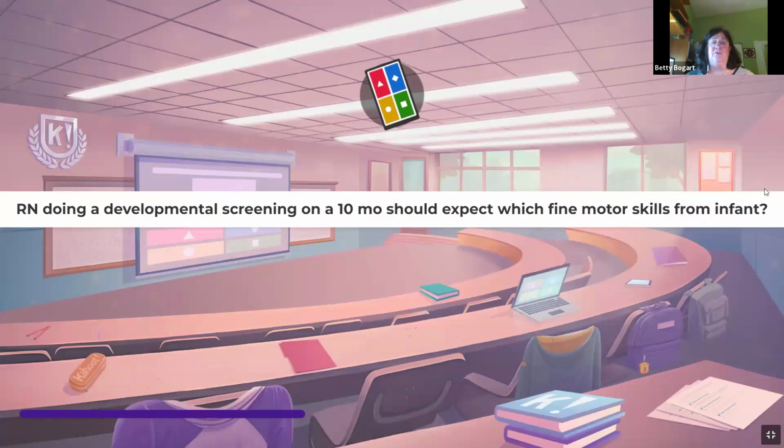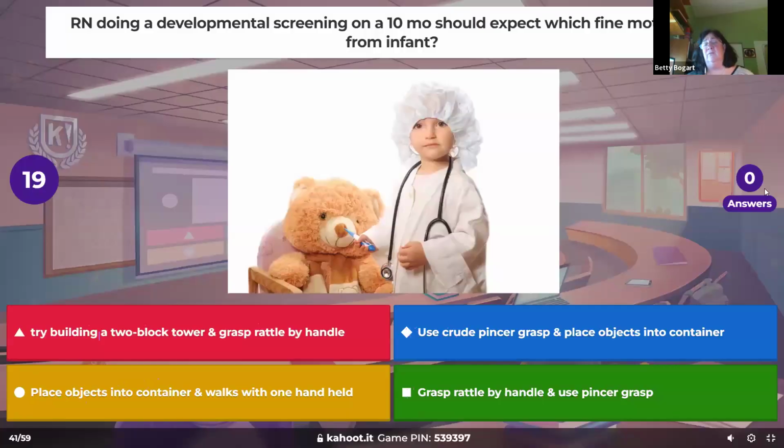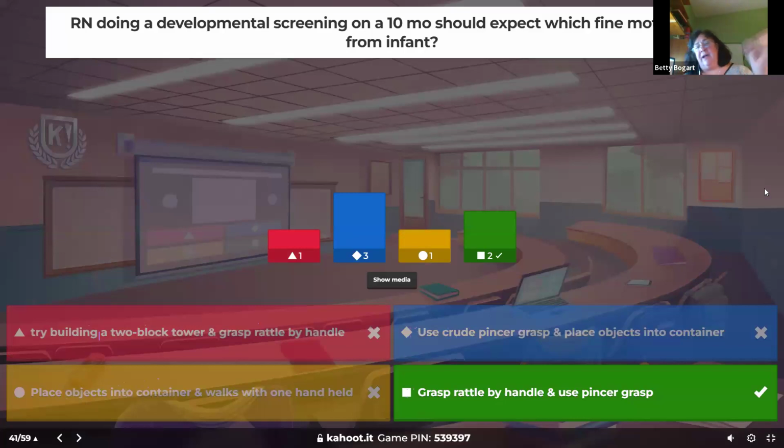A nurse doing a developmental screening on a 10-month-old should expect which fine motor skills from the infant? Remember the question, what are we looking for? We should be able to grasp a rattle and we should be able to use that pincer grasp. It may still be a little crude, but it should be almost fine at this point.